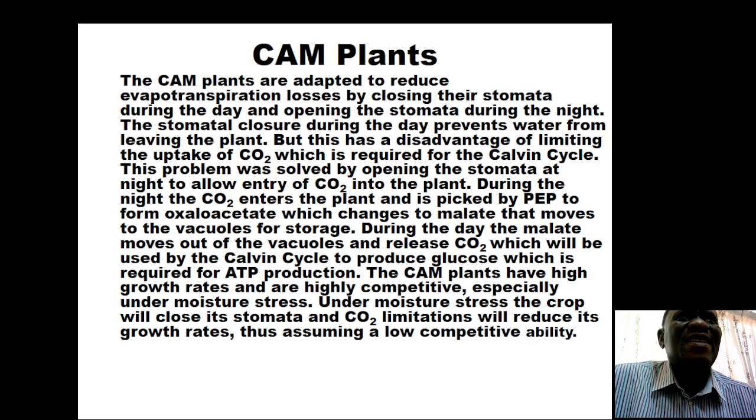This also applies to the CAM plants, which take their carbon dioxide during the night, because they have their stomata closed during the day, so that they don't lose a lot of their carbon dioxide. So they are also efficient in making carbohydrates, which enhances their growth, and they also become competitive.